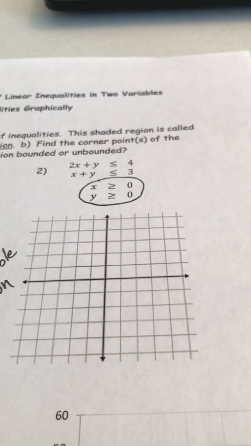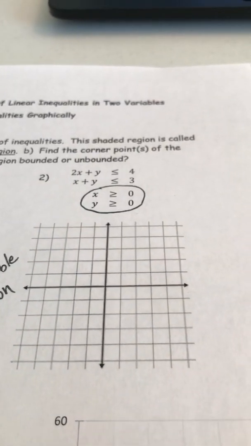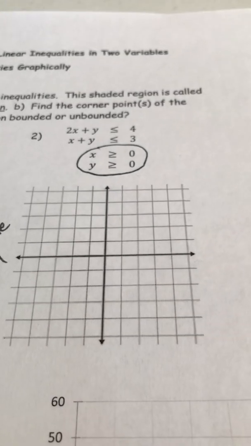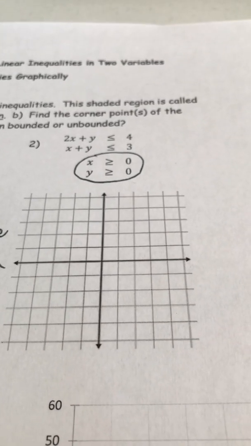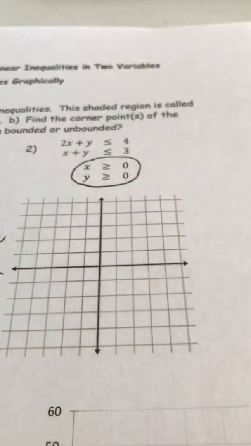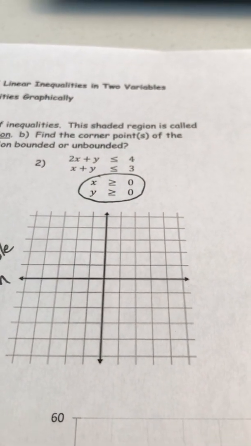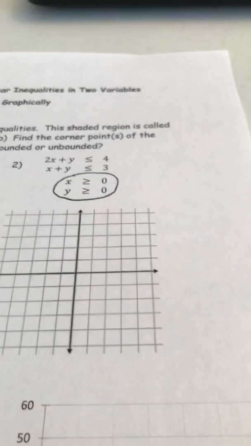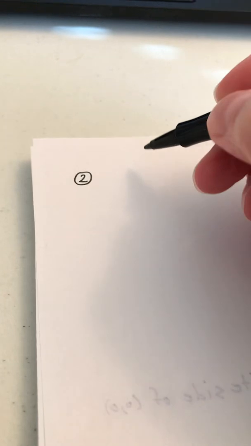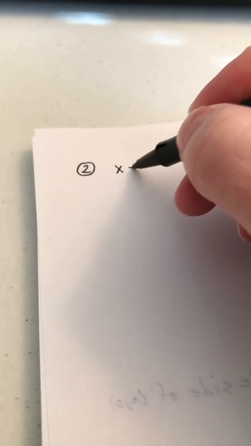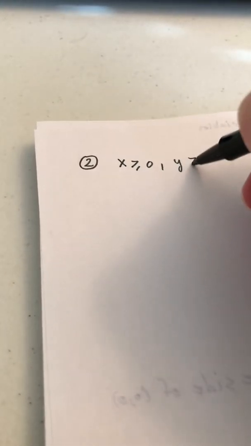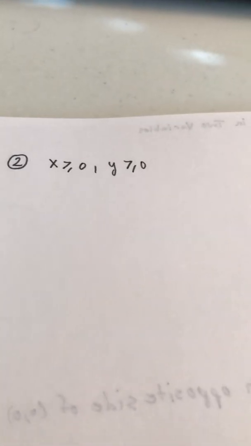And you'll notice that I circled something on number 2, and that's this: x is greater than or equal to 0, y is greater than or equal to 0. Now, what we're going to do is figure out what that means. If I look on paper here, number 2, everything's pretty much the same except for this x is greater than or equal to 0, y is greater than or equal to 0, and that comes up quite a bit.